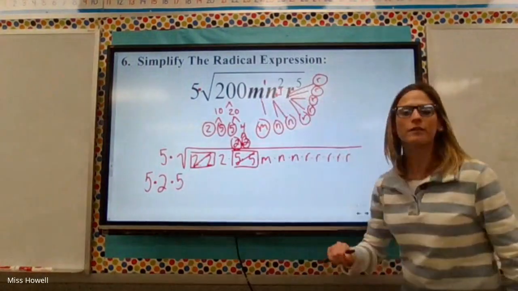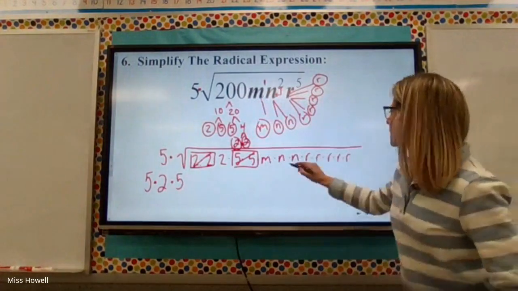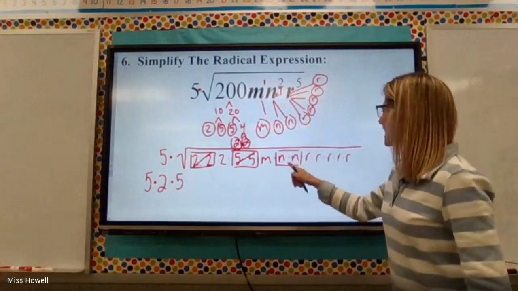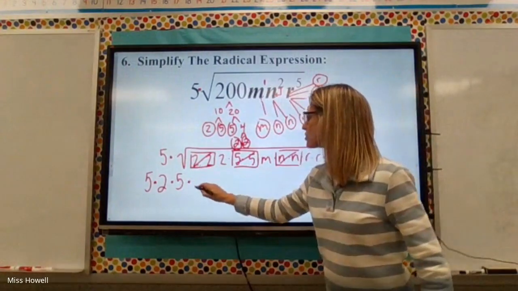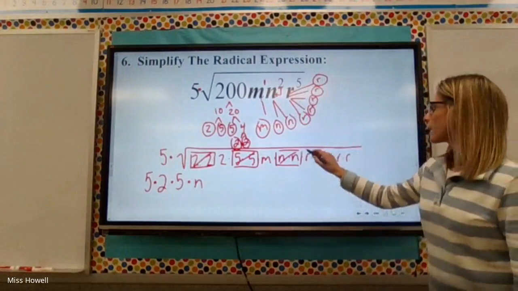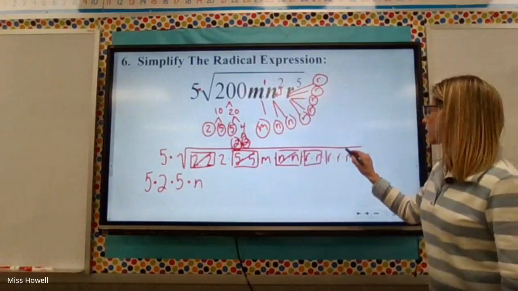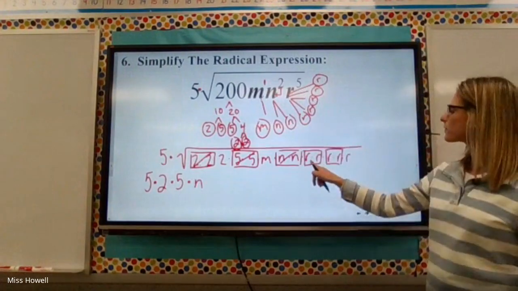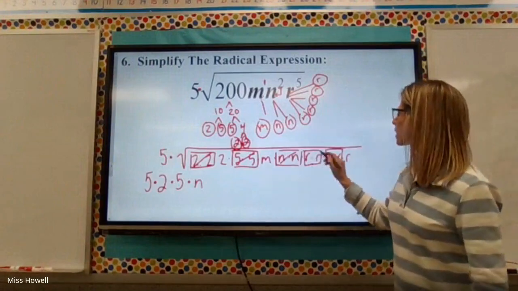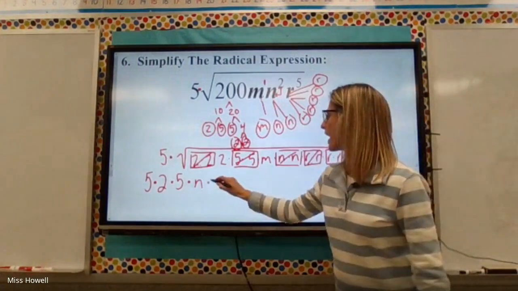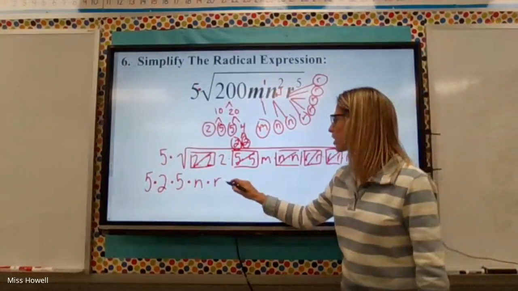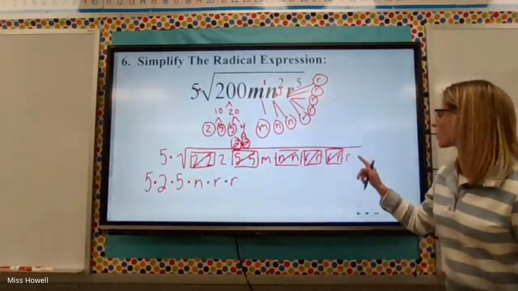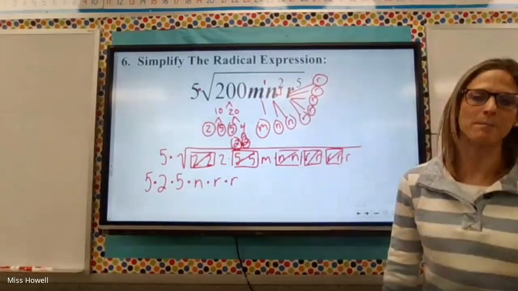No pair of m, so m has to stay put. There's a pair of n's, which is n squared. So the square root of n squared represents one n that would get simplified out. We have a pair of r's and a pair of r's, so two pairs of r's. The square root of r squared here would give us one r out. This square root of r squared would give us a second r that came out. And then there's one r that doesn't have a pair that has to stay put underneath.